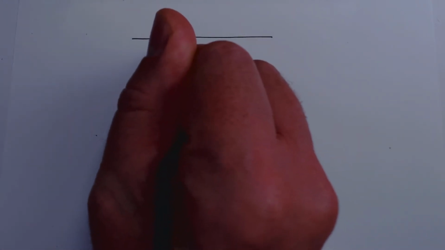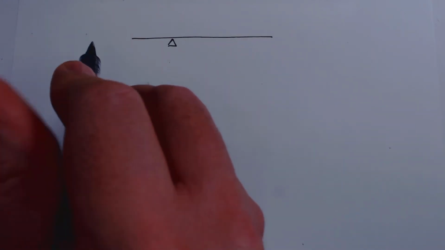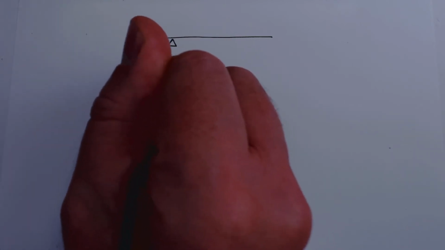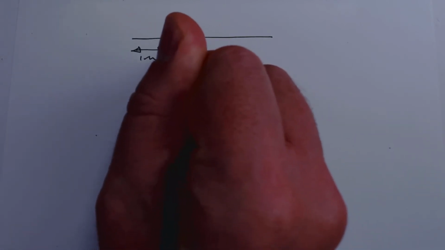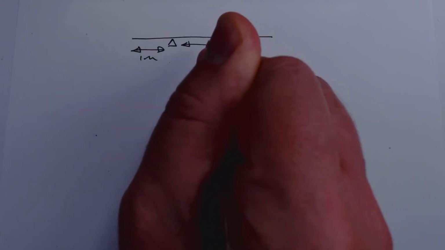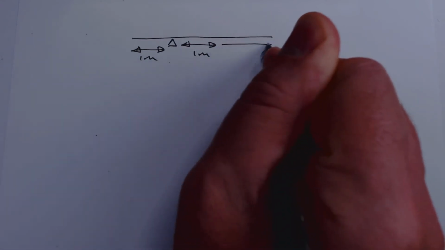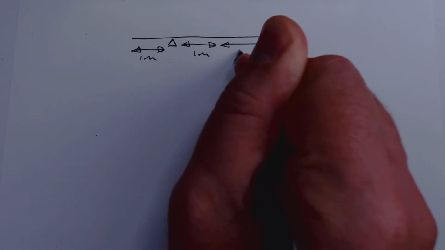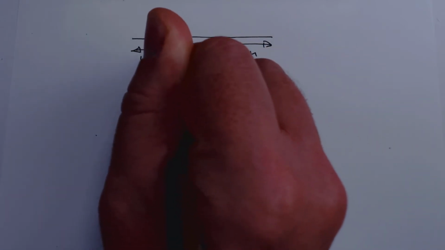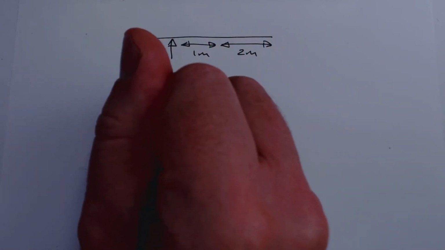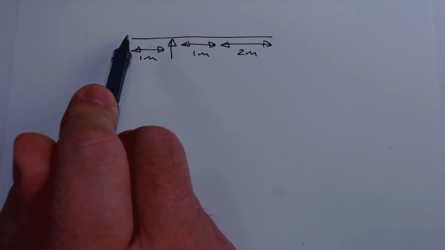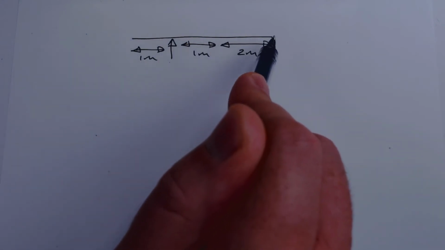Right, so for my complicated example, I've got a 4 meter long beam, pivot offset here, so we've got 1 meter, 1 meter, and then 2 meters. I'm labeling these up as A, B, C, D.